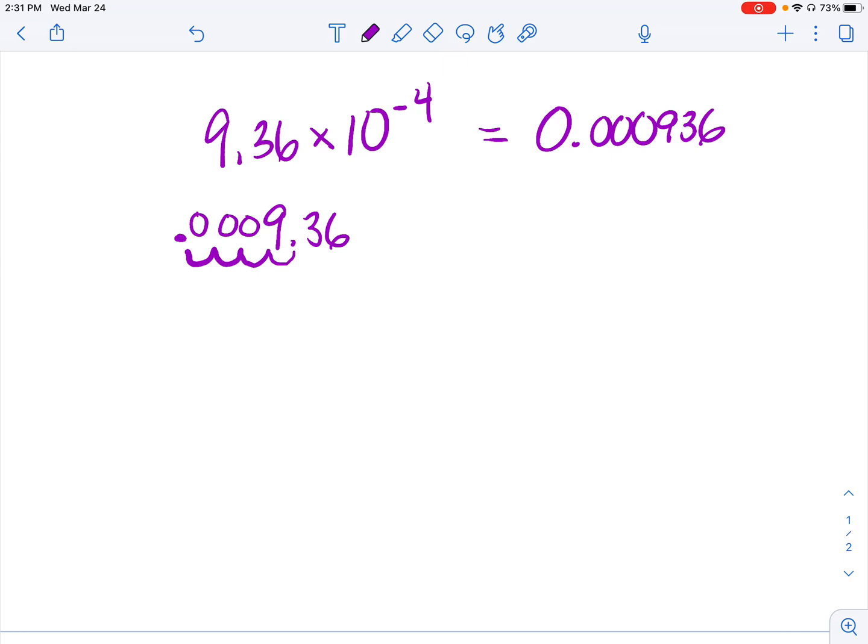Positive power, 3.67 times 10 to the 12th. That would be 3.67, and now I need a really big quantity, so 1, 2, 3, 4, 5, 6, 7, 8, 9, 10, 11, 12. And I've got to fill in all of those little dips.